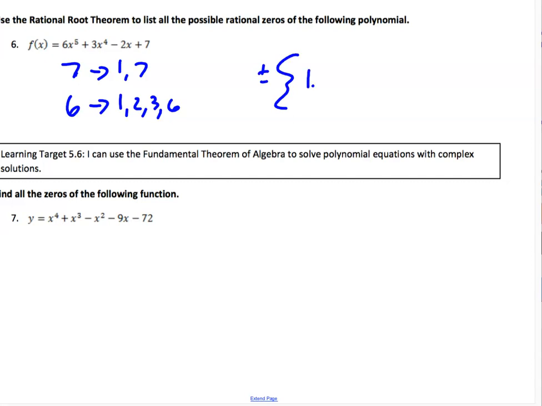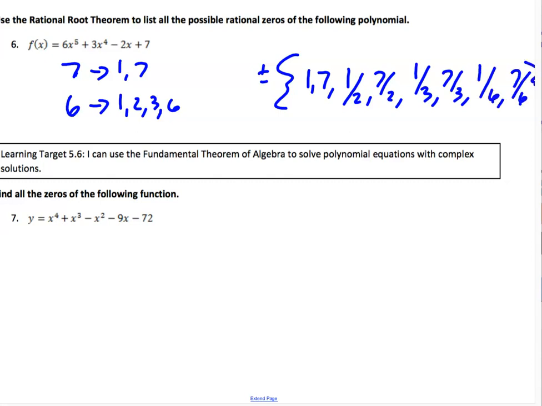So I got 1 over 1, 7 over 1. I got 1 over 2, 7 over 2. Got 1 over 3, 7 over 3. And 1 over 6, 7 over 6. Those are all your possibilities. So it looks like there's 16 different numbers you could try synthetically along with this to see if you can find something equal to 0 at the end.